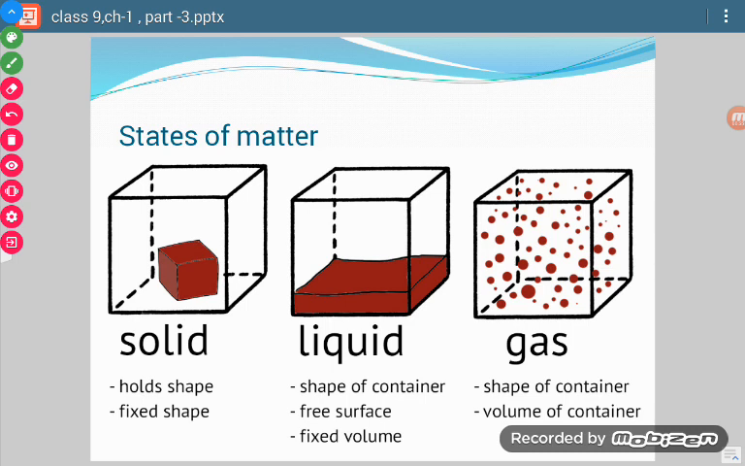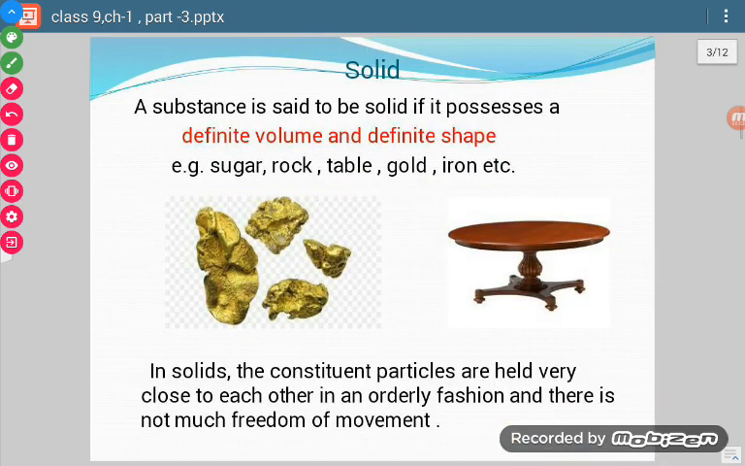First is a solid. Here we can see the shape remains intact, so it has a fixed shape. In case of liquid, whatever is the shape of the container, our liquid has taken that shape. There is a free surface also, and there is a fixed volume of the liquid also. And if we see the gas, then the shape of the container is the shape of the gas, and whatever is the volume of the container becomes the volume of the gas because it spreads.